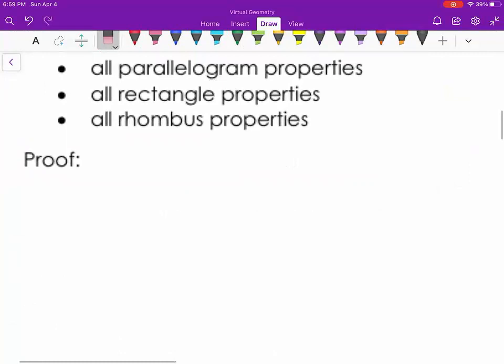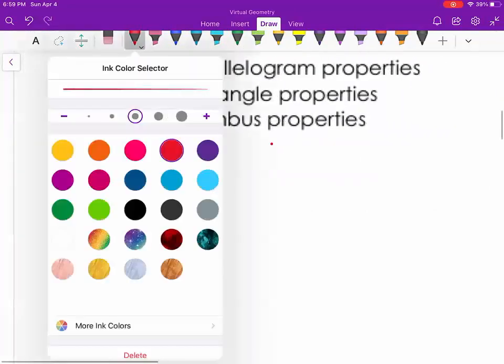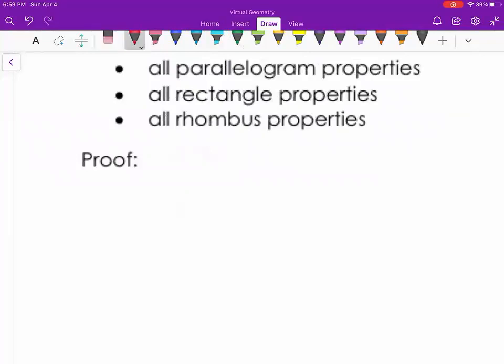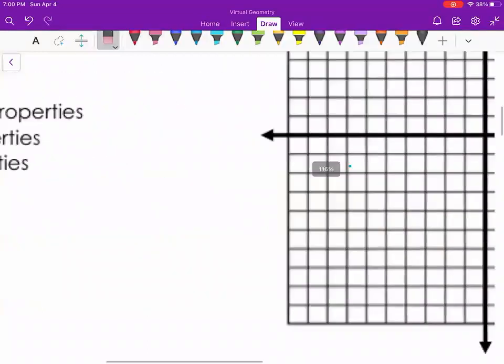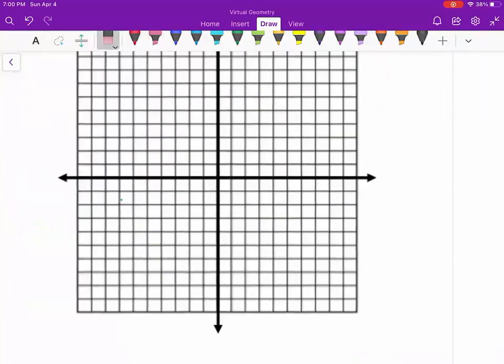So the first thing that the parallelogram said, oops, sorry, let me erase that dot. All right, for parallelogram, we have to prove, first off, opposite sides are parallel. So opposite sides parallel. And that's where the slope comes in. So we're going to start with the slope formula for our opposite sides. And to save some time, I'm going to use rise over run. So let's get these points graphed and see what happens.